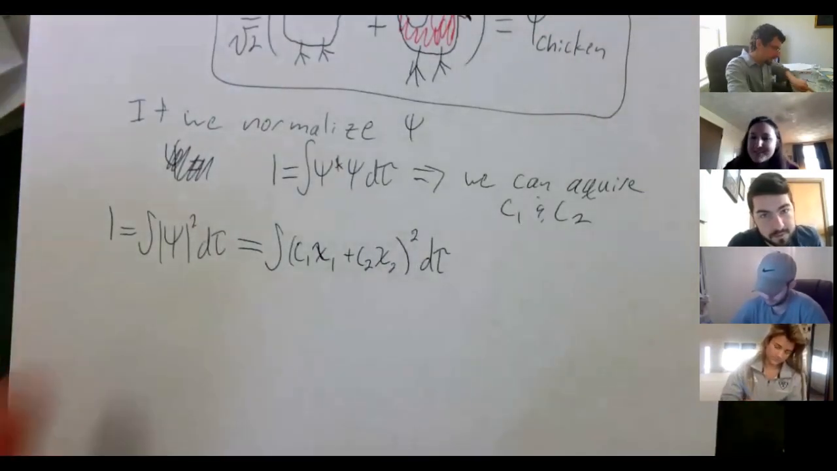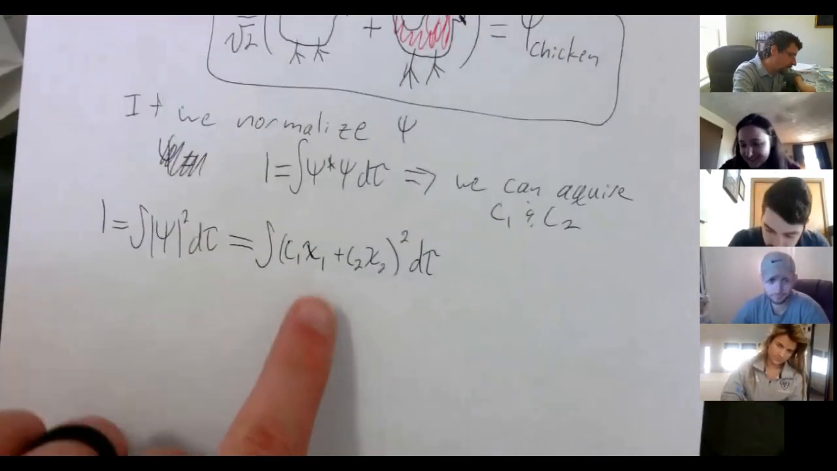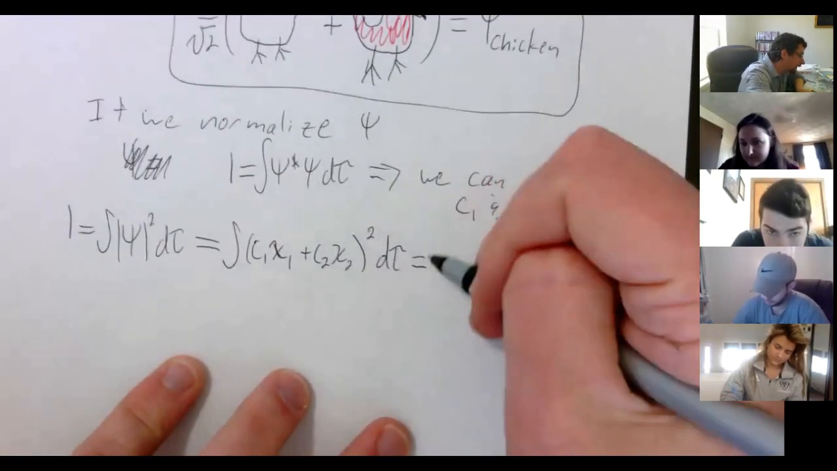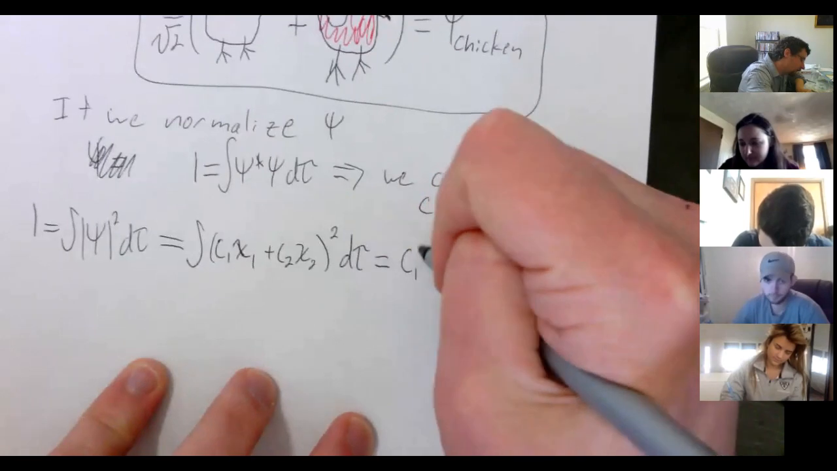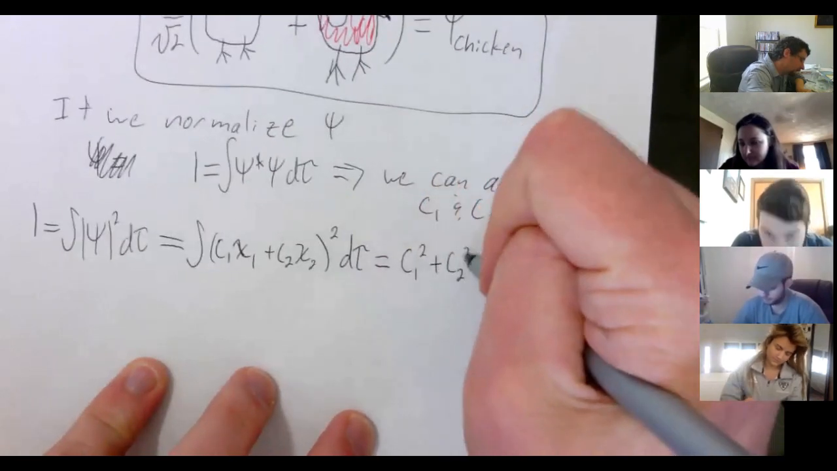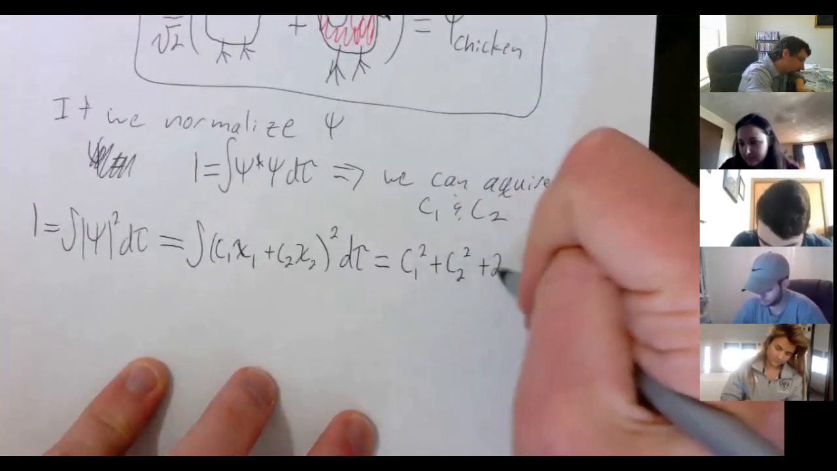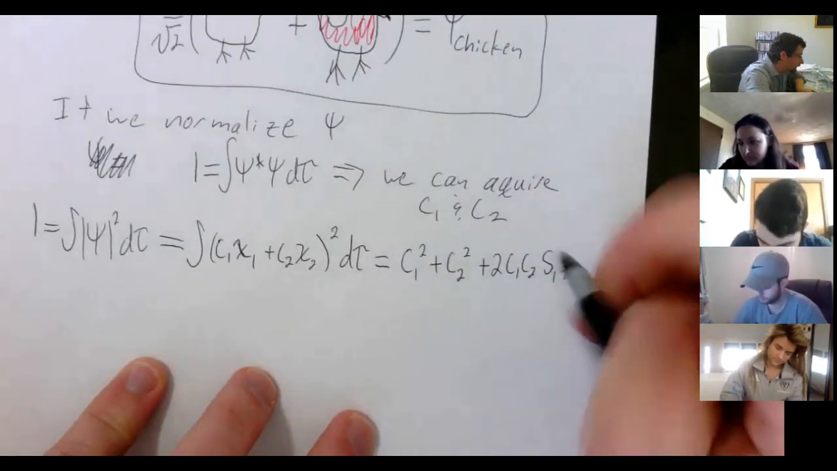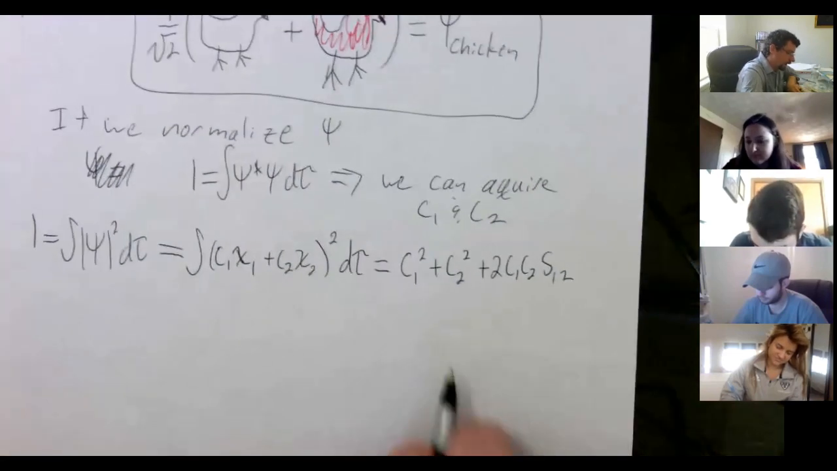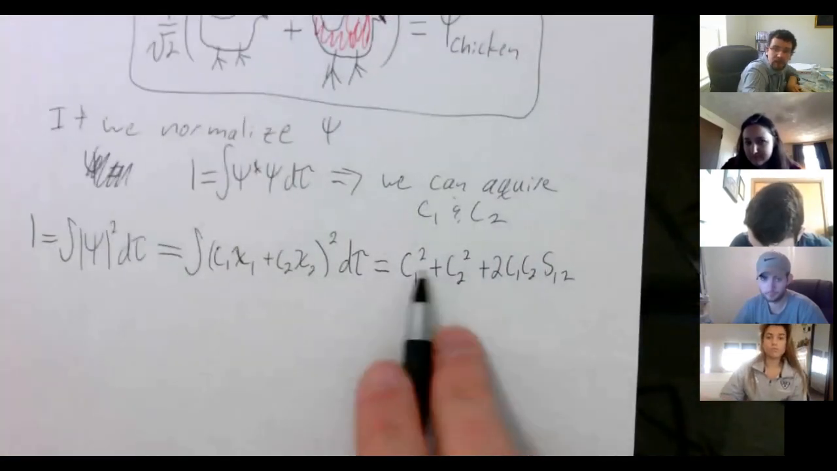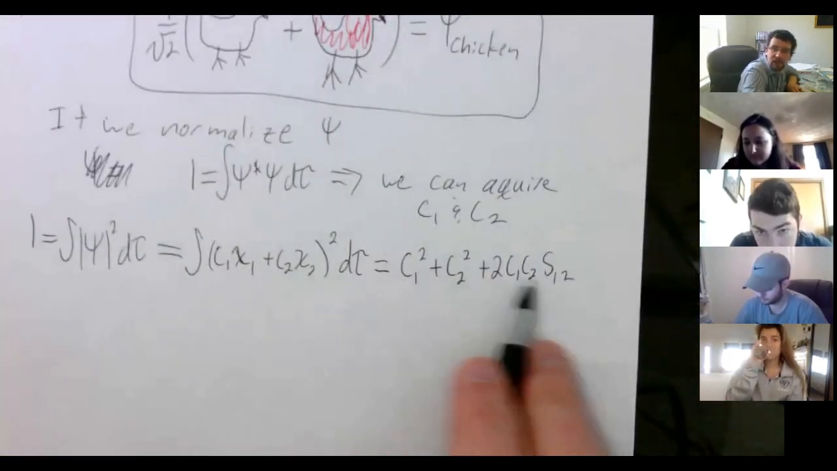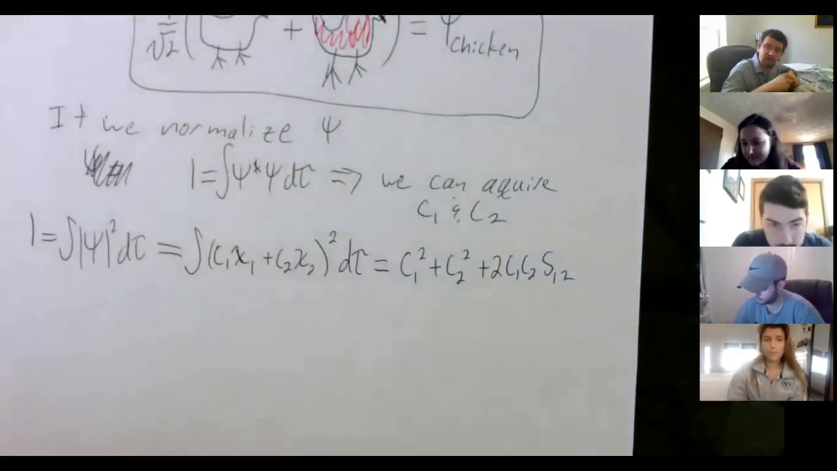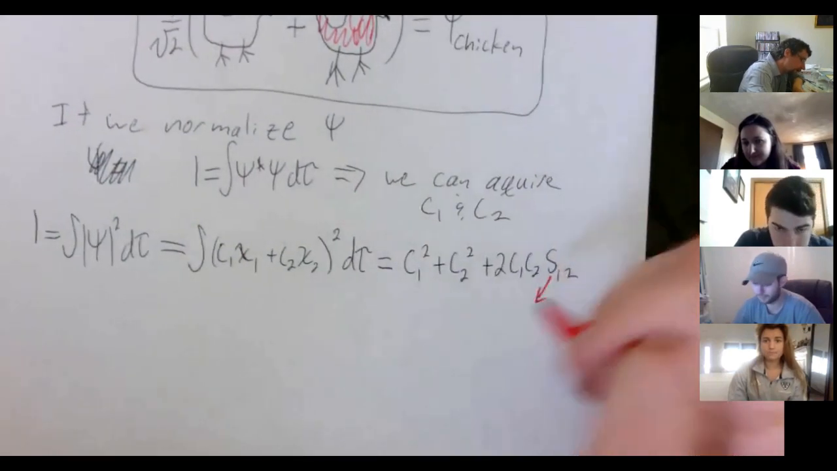Thanks. So we're going to normalize our wave function. What we end up getting looks like this: C1 squared plus C2 squared plus 2 C1 C2 S12. These are our coefficients. This is a collection of stuff. This is actually an overlap integral. We haven't gotten to that in PChem yet, but this is something called an overlap.